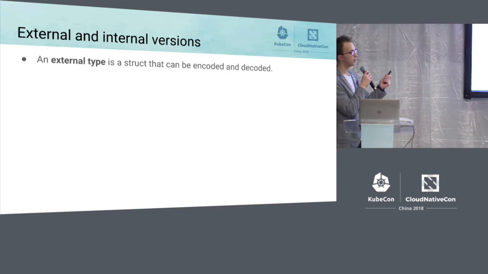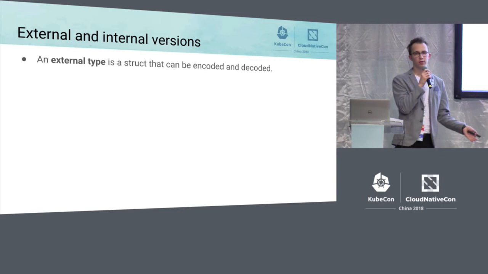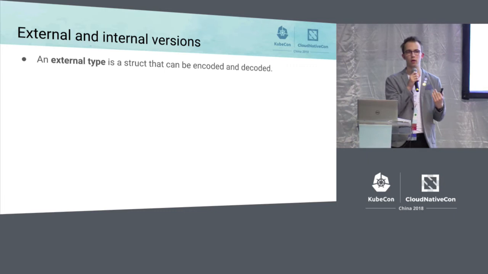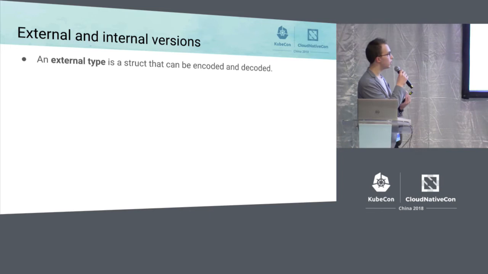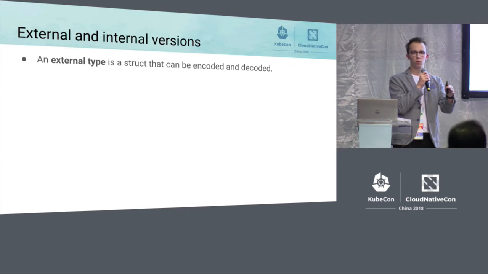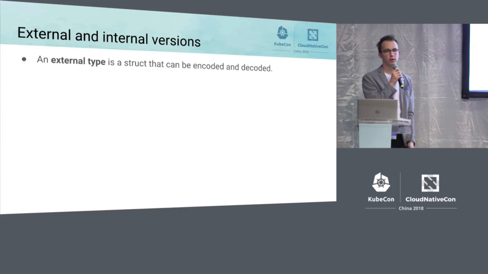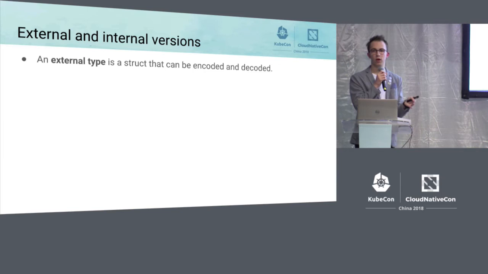So, I don't know if you're familiar with what an external version and internal version of the API is, but here I'll try to explain that. An external type is some set of structs that can be written to a file and read from a file. By definition that means that when I'm reading a file, I need to know what version this is, what kind of object this is, and what group it belongs to. Is it a deployment, or a component configuration, or a CRD? I need to know what kind of thing it is. That's why we have API version and kind.